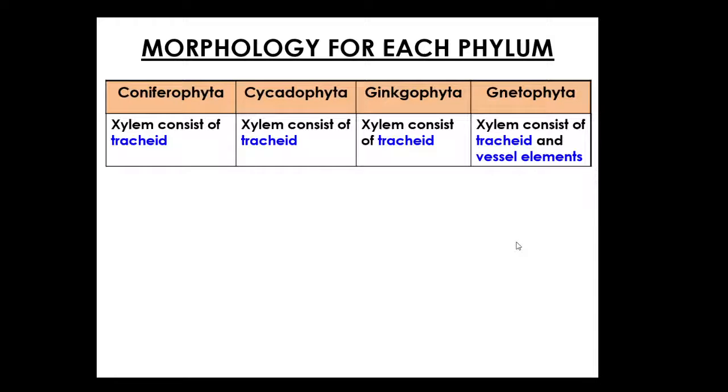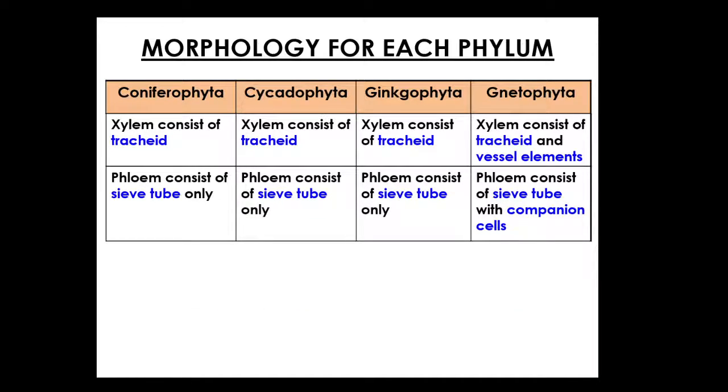In terms of their xylem, conifers only have tracheids. Cycads only have tracheids. Gingos only have tracheids. Gnetophyta have tracheids and vessel elements. So these look a bit more advanced compared to the others. It's a bit more angiosperm-like. In terms of their phloem, conifers consist of sieve tube only. Cycadophytes consist of sieve tube only. Gingophyta consist of sieve tube only. Gnetophytes consist of sieve tube with companion cells.